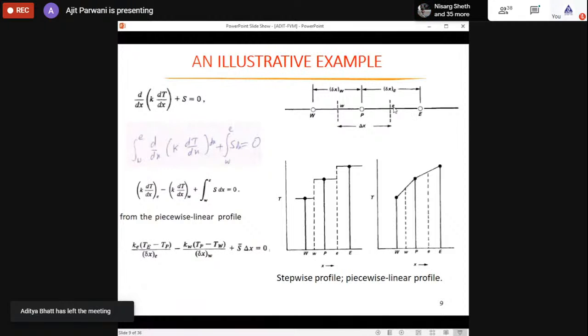So in order to find out the value of ke, shall I use the same profile? I mean, shall I assume the same profile as I assumed for the temperature? So it's not necessary. You can use any profile for the conductivity.